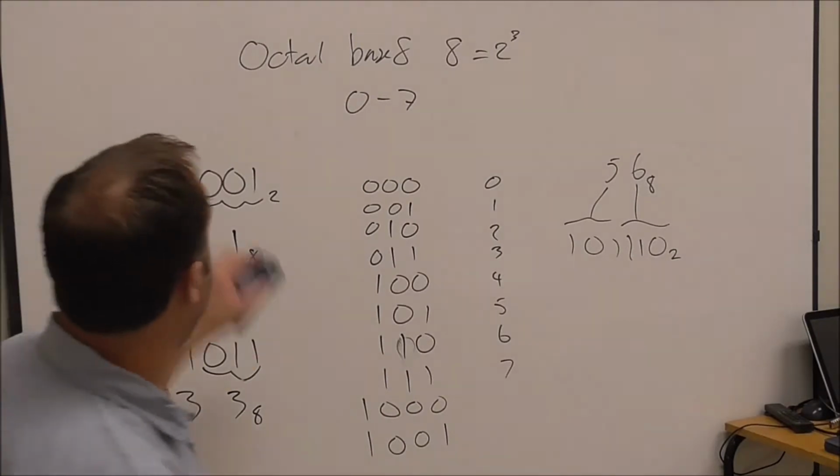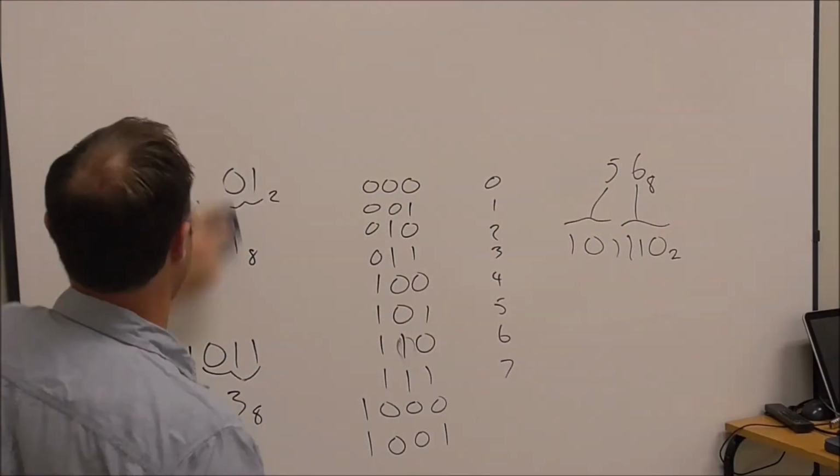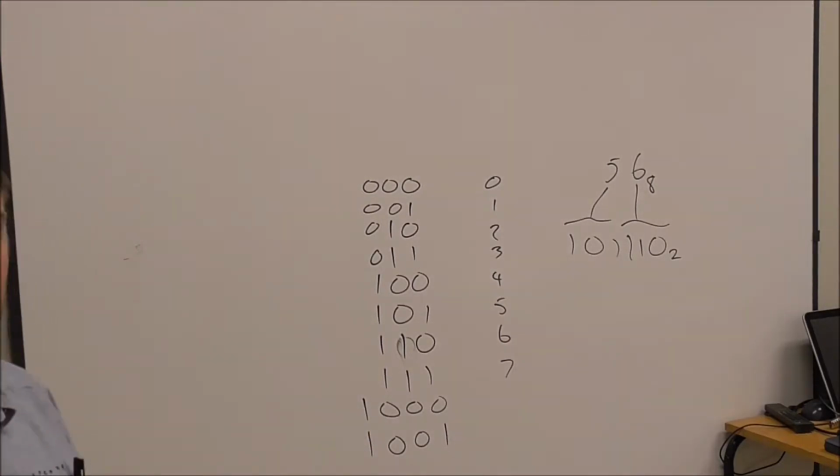Okay, hexadecimal is very similar. Hexadecimal though has, instead of 8, it's got 16. So we've got twice as many symbols.